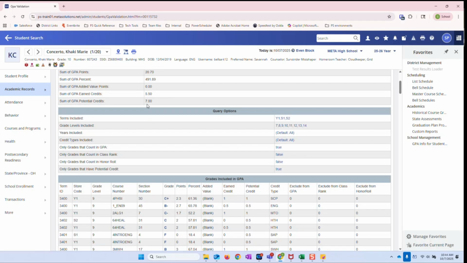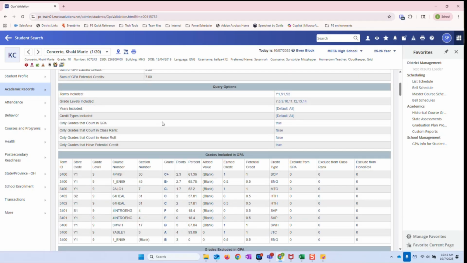It says the number of earned credits and the number of potential credits. And then, equally important, which terms are being included in this calculation? The Y1, S1, S2. Again, we saw all this information at the district office level on the calculation itself. All of these are things that we went over already in this hour, but it lists them here. I'll give this example again: if this student took an Algebra 1 class in 7th grade, but grade 7 wasn't represented for this GPA, that might be a reason their GPA is not calculating properly.